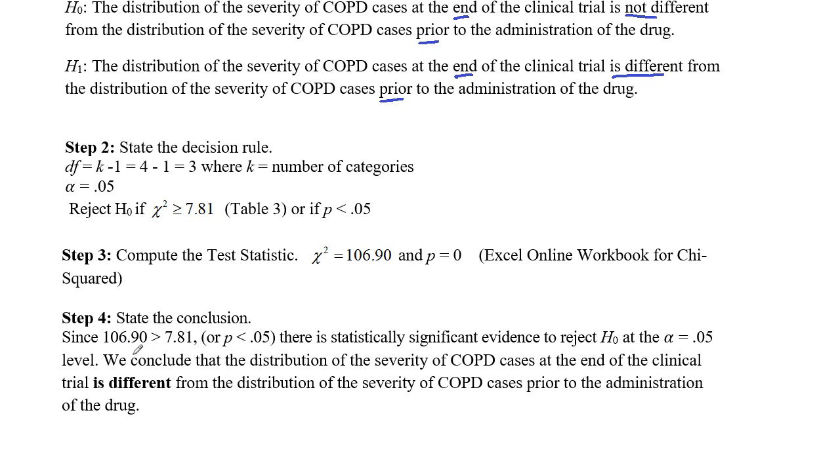State our conclusion. Well, since the 106.9 is greater than 7.81, or our p-value is less than 0.05, either one of those, we say that there is statistically significant evidence to reject H0. So we're going to conclude that the distribution of severity of cases at the end of the clinical trial is different. So there was an effect on this drug.